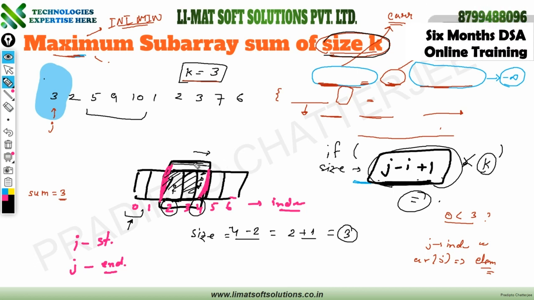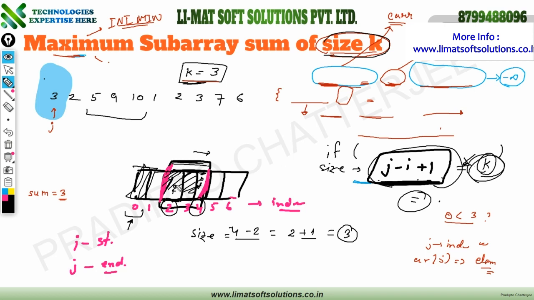What I will do is increment the size. Initially, i and j both will be 0. Now I will increment, and when the value of k given in the question, which is 3, is reached, I will stop incrementing the window, because at that time j minus i plus 1 will be equal to k. I will stop incrementing and I will start sliding. And how to start sliding? I will do i plus plus and j plus plus.